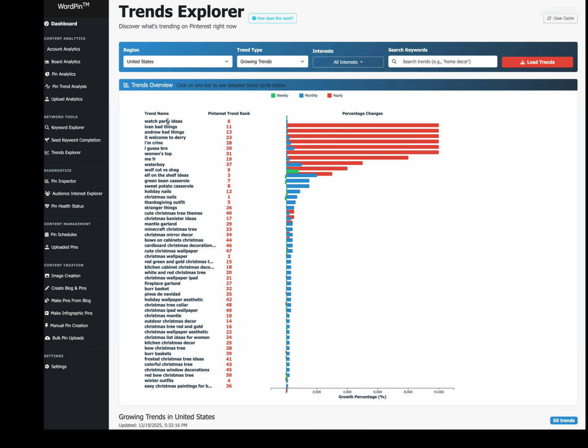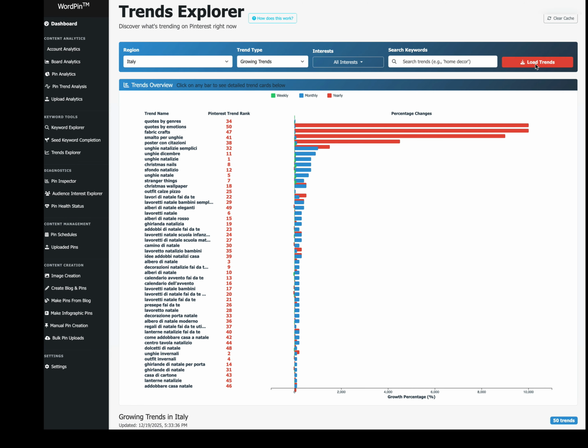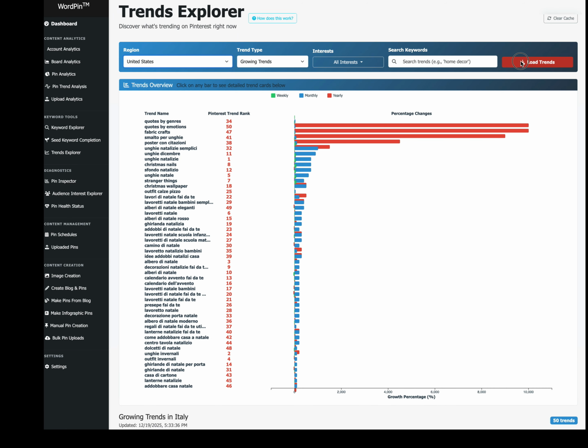Now, for example, this one I have just open right now is for the United States, but again, it works from Canada. I don't know if you want to load it from Canada, it will load this data. It works for, I don't know, Italy. Let's see what I have in Italy going on. You click load trend and it will open. Now, let's go back to United States quickly.